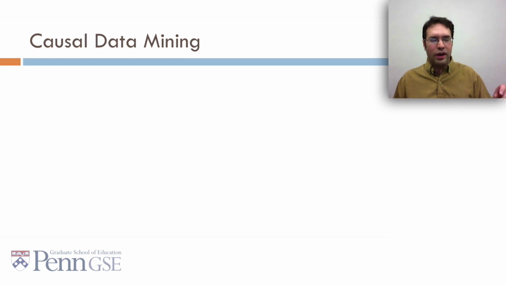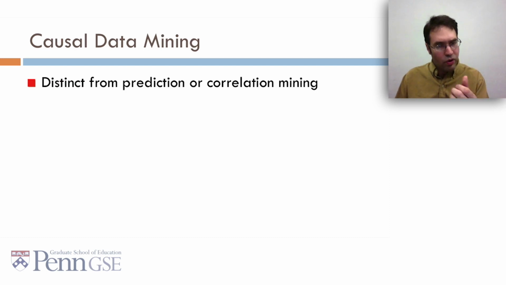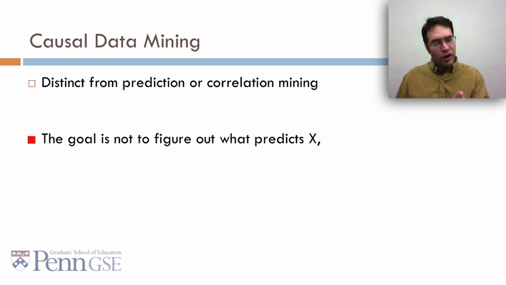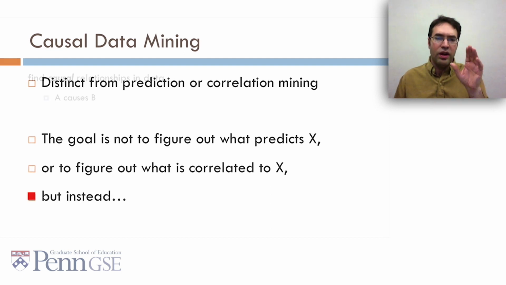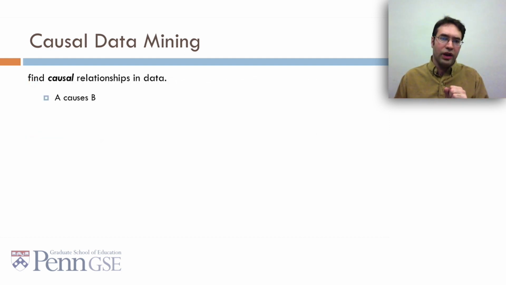So causal data mining. It's distinct from prediction or correlation mining. The goal isn't to figure out what predicts X, or to figure out what's correlated with X, but instead to figure out causal relationships in the data. In other words, A causes B. I made this video, you learned.